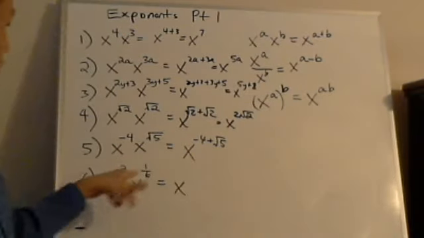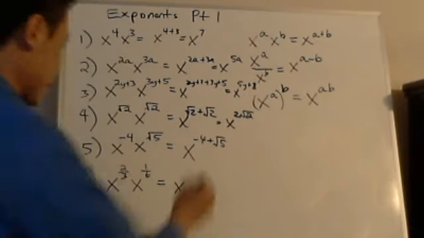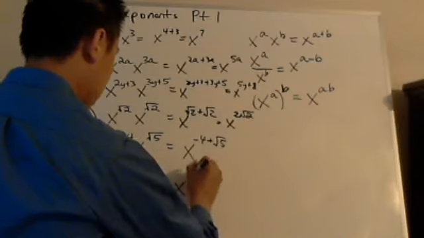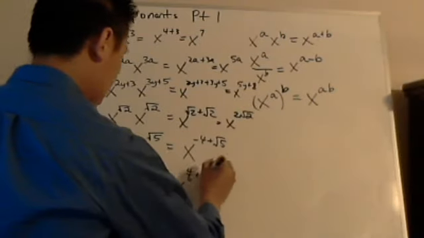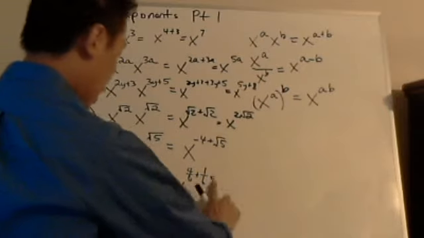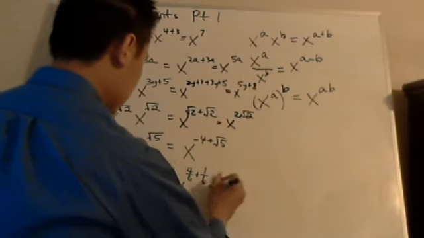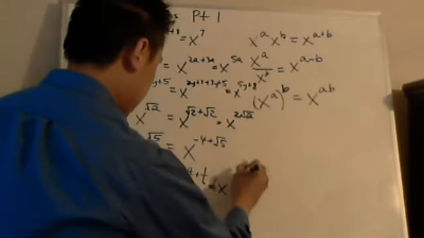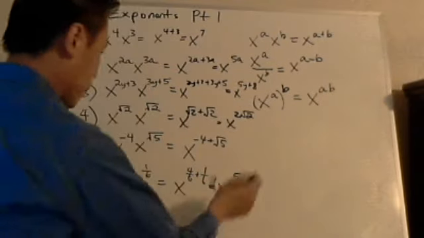So let's put 2/3 in terms of 6, okay, which is 4/6, right? And then 1/6 is just 1/6. So they have the same denominator, so you can add them. And you will get x to the 5/6 power.